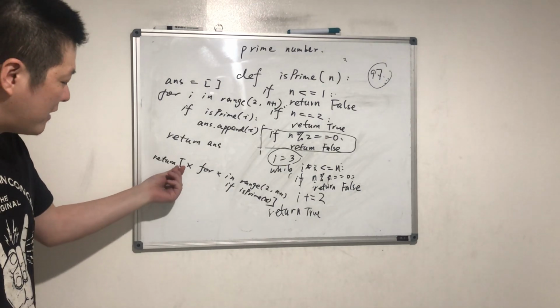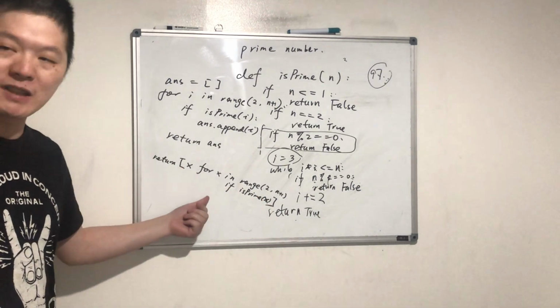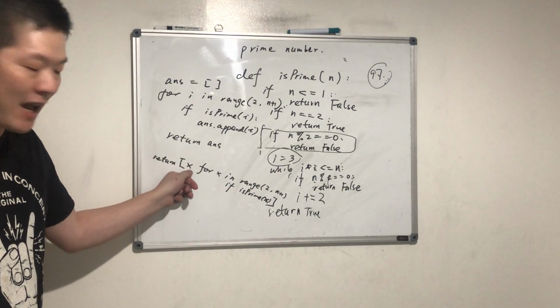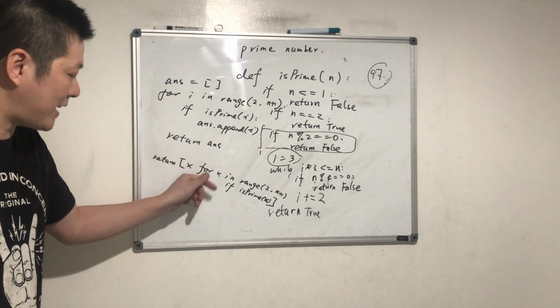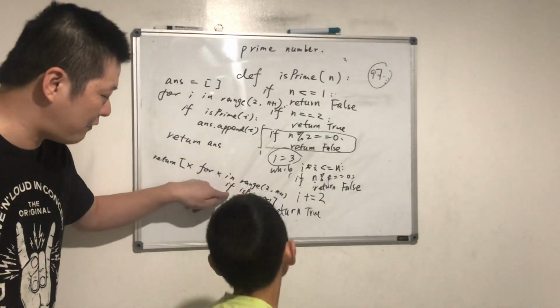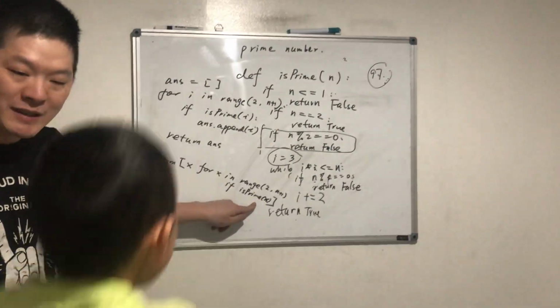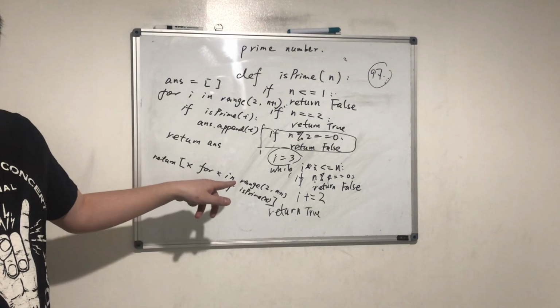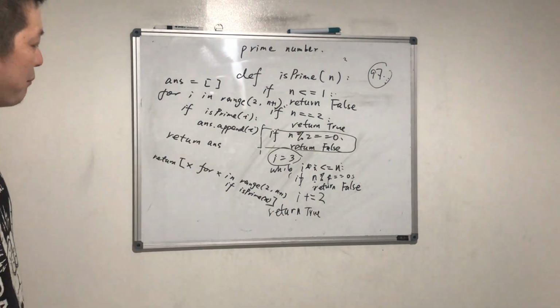But we can write it: return, I want to return what? A bracket, which is the list. What kind of list? Return x, what's x? x is in the range of 2 to n plus 1. And the additional condition is if x is prime, yeah? Does it make sense? Yeah. This is called list comprehension in Python.